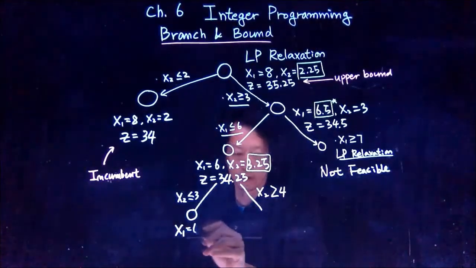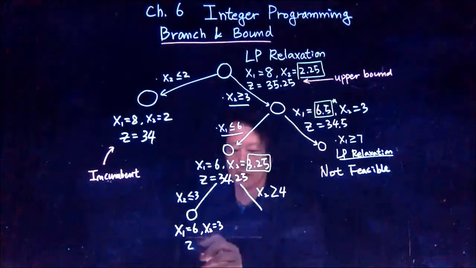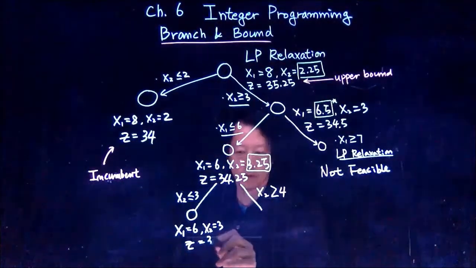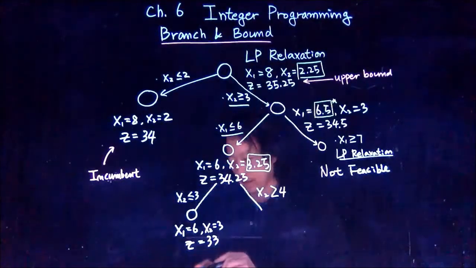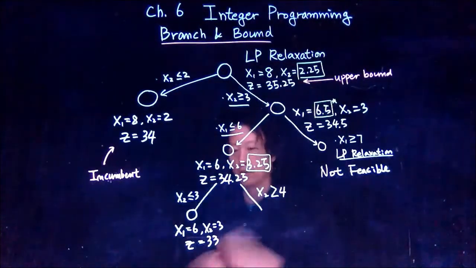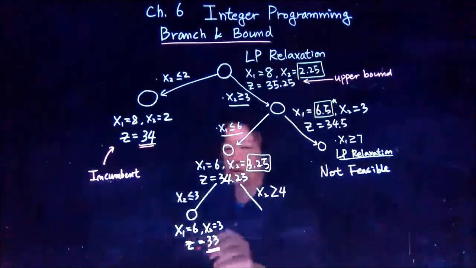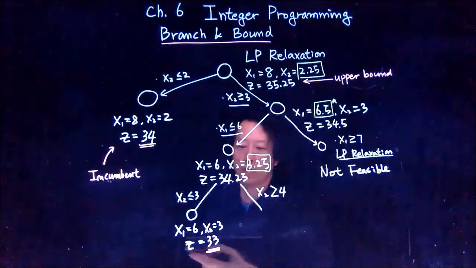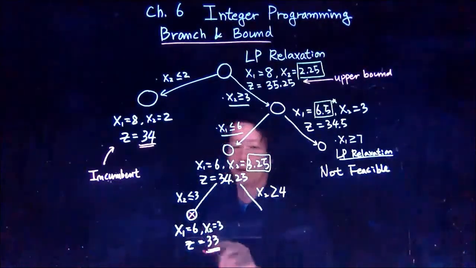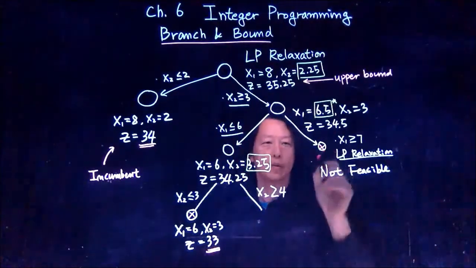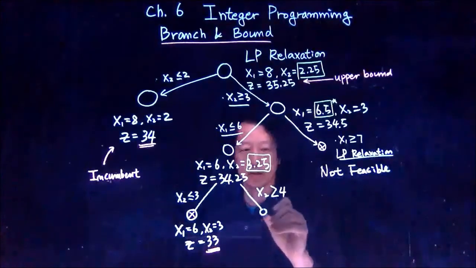So we find out here the solution x1 is 6, x2 equals 3, and we find out the z is 33. Now we don't have to divide it again, and then we discard this one because this 33 is smaller than 34, so we don't have to dig even more. So we terminate this node, and then we terminate here because it's infeasible. And then we look at this case.